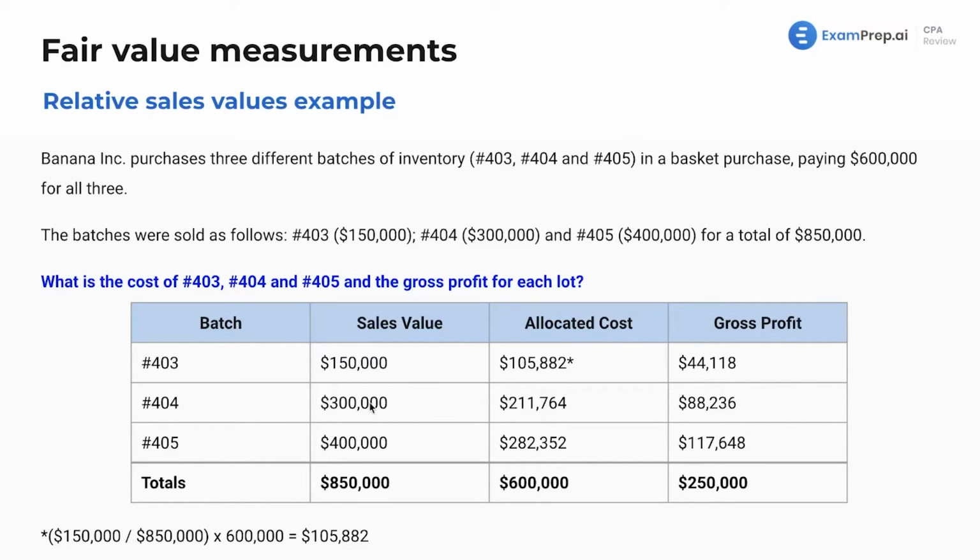We do the process, right? 300 divided by 850 gets you the percentage of the sales value. Multiply that by the total cost, and that gets you the proportion of the cost that belongs to each of the batches. And then you could do that for the gross profit, allocate that percentage as well to determine what belongs to each batch. Just different processes, lots of different methods here that we will see and practice through.